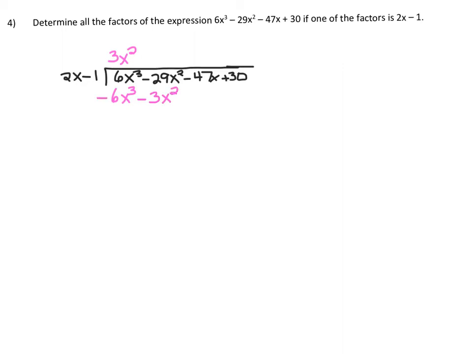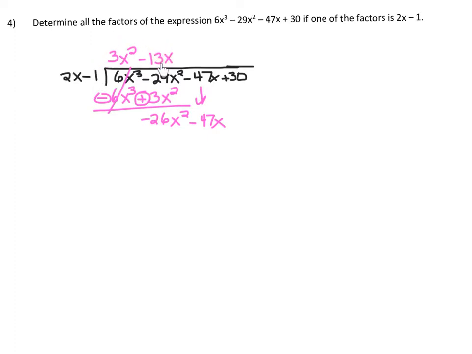Then we're going to change our sign and circle it to show we're changing it. When you subtract, the signs change. So the first two terms cancel out, and when we combine these two terms, negative 29x squared plus 3x squared will be negative 26x squared. Let's bring down the next term. Now what do we multiply 2x by to give us negative 26x squared? So negative 13x. That's what I'm going to put on the top here. And then let's distribute the negative 13x to both terms right here.